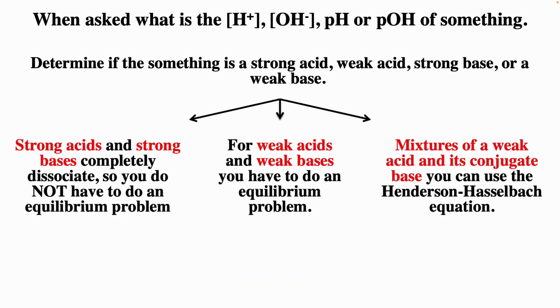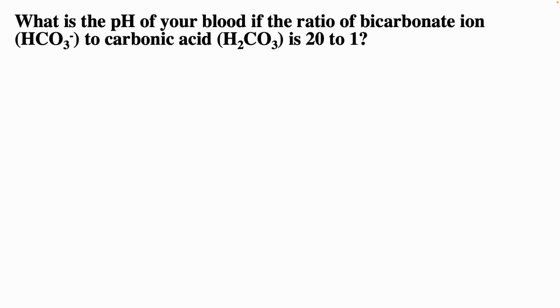And so initially I mentioned that if you have a strong acid or strong base, you do not need to do an equilibrium problem because they completely dissociate. For weak acids or weak bases, you do have to do an equilibrium problem. Now, if you have a mixture of a weak acid and its conjugate base, you can actually just use the Henderson-Hasselbalch equation.